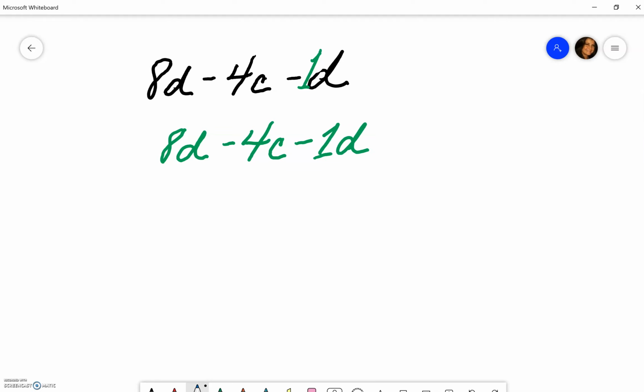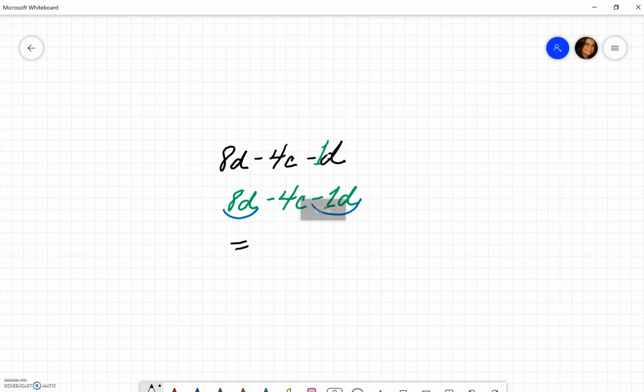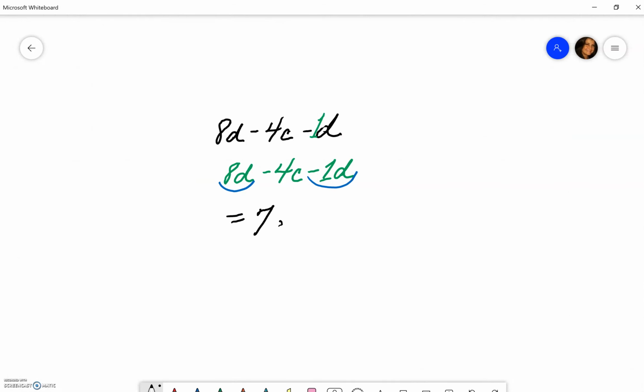Now I would look and say, okay, well, this has a d, and take all of this in a d. So the answer for that would be 8 minus 1 would give us 7d. Whoops, sorry about that. That would give us 7d minus 4c. And we can't combine it any further because they both have different variables. One is a C and one is a D. So that's your final answer.